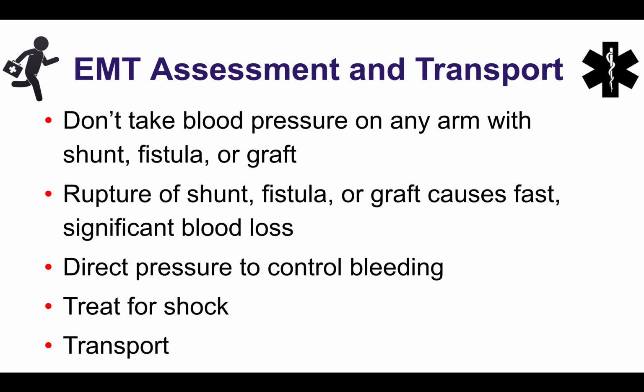So your goal here, again, is to not pull anything out. Don't do blood pressures on the arm with those shunts or fistulas, any of that tubing sticking out of that arm. Just avoid that arm for blood pressures. These things are directly tied into arteries, so if you damage any of that tubing, that's going to be a significant blood loss event. You're probably going to need a tourniquet to control it if direct pressure doesn't stop it. Treat for shock, transport.